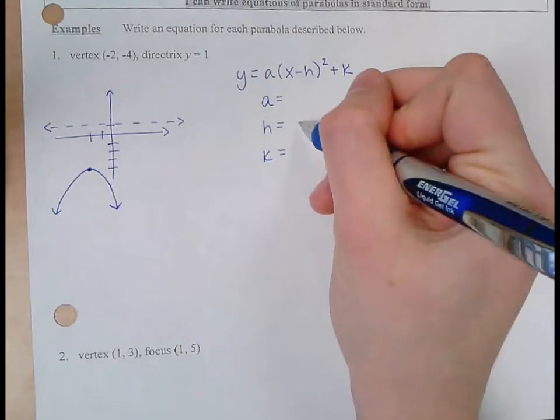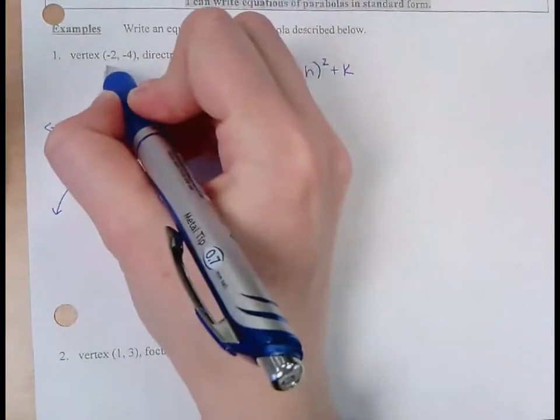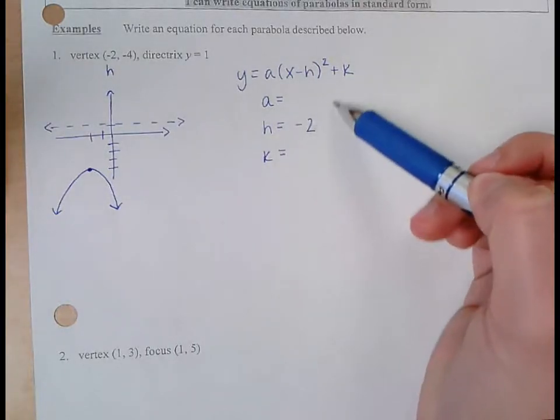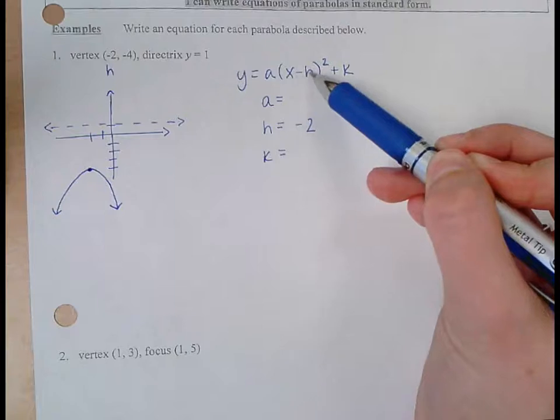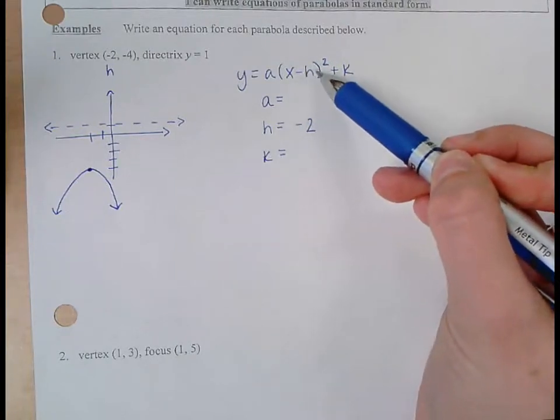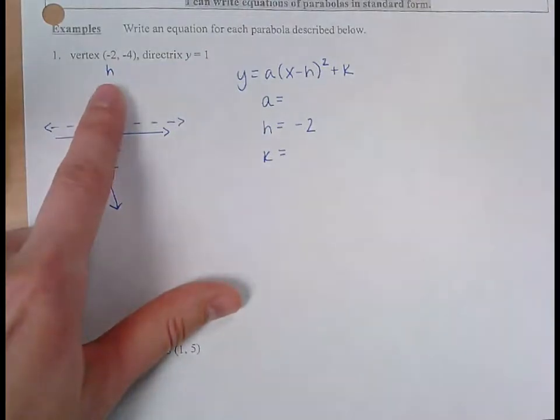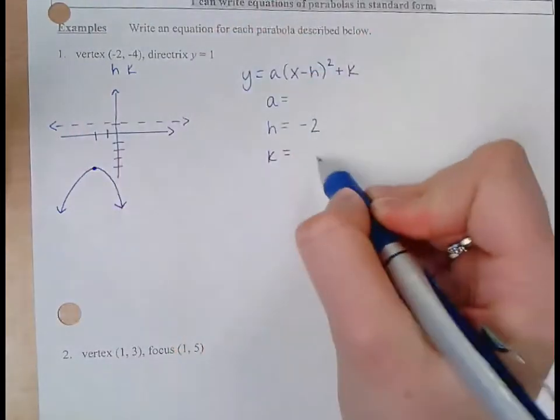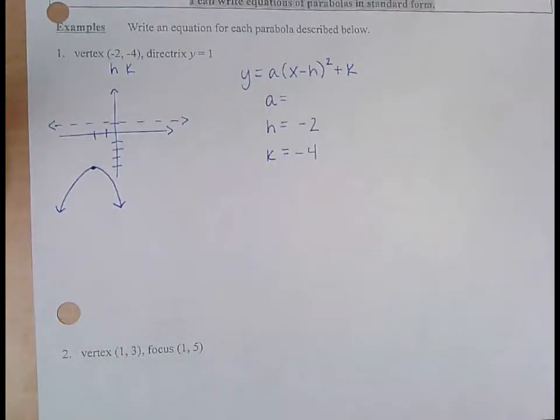H is -2. H is the x value of the vertex. So when we put the value into the equation, this will be x plus 2, because it'll be x minus -2. But the x value of your vertex is h, so h is -2. Any other values we know? K is -4. So the vertex is always (h, k). It's nice when you're given the vertex because you're given two of the 3 values that you need. The question then is, how do we find a?